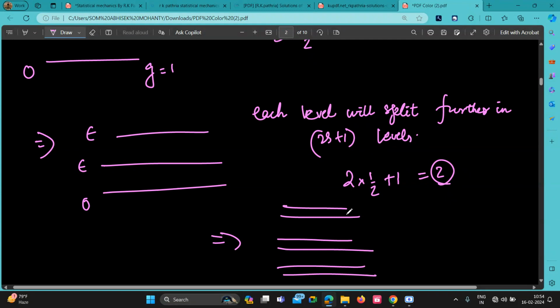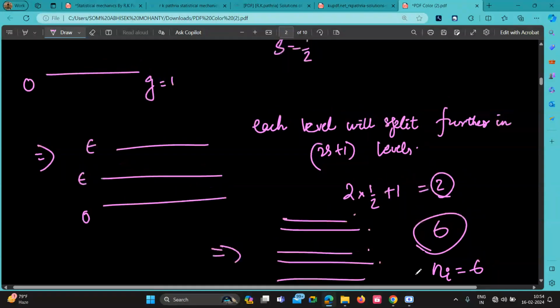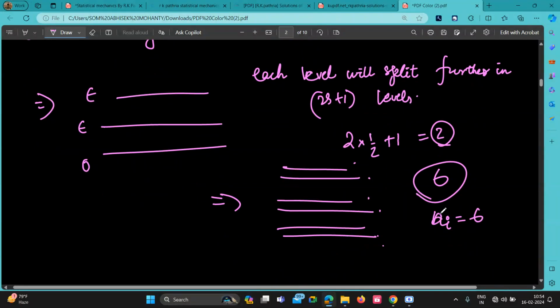So now how many levels do we have? 6 levels: 1, 2, 3, 4, 5, 6. That means Gi is equal to 6. How many electrons do we have to take into consideration? 4. So Ni is equal to 4.